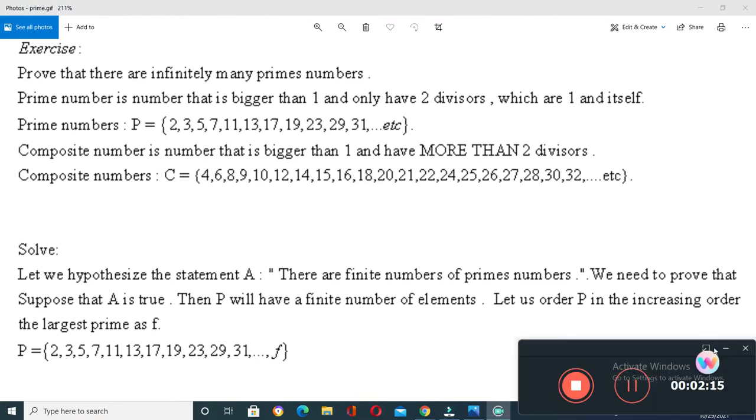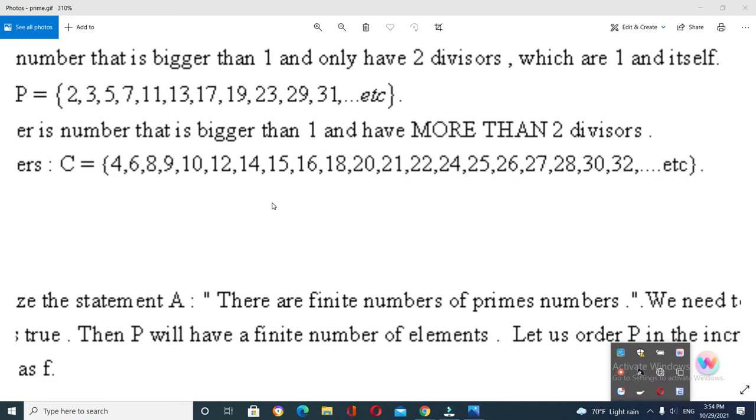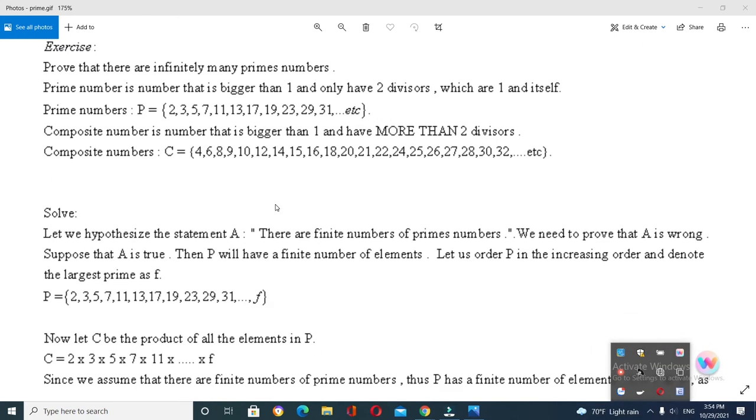So now we're going to prove this statement. We're going to prove it by contradiction. We're going to use the method of proof by contradiction. So we're going to assume the opposite of the statement that we want to prove. We're going to hypothesize statement A: there are a finite number of prime numbers.